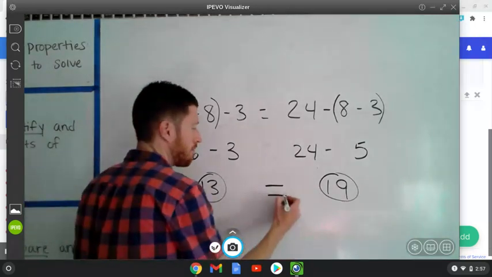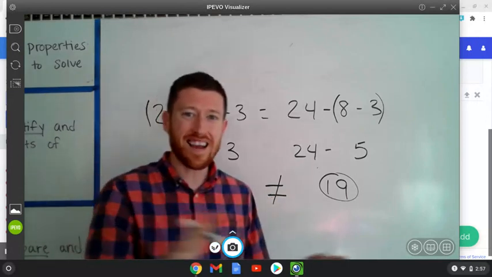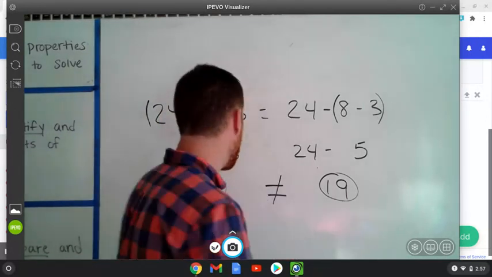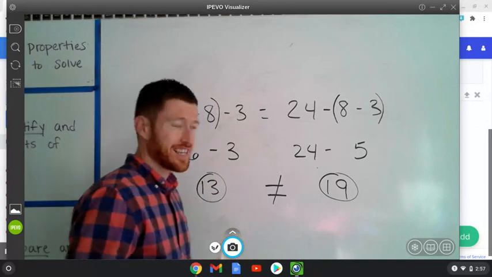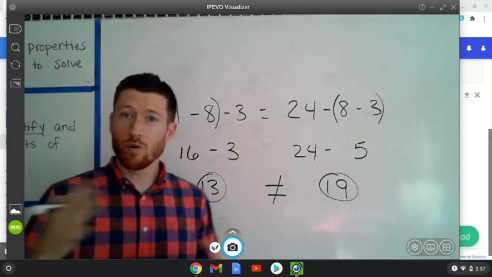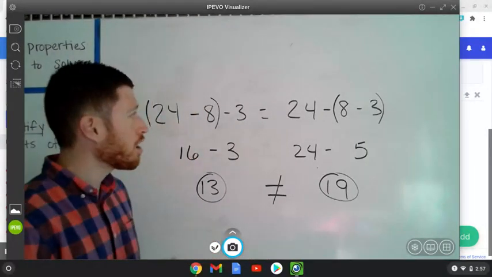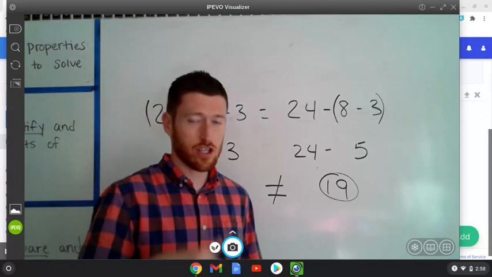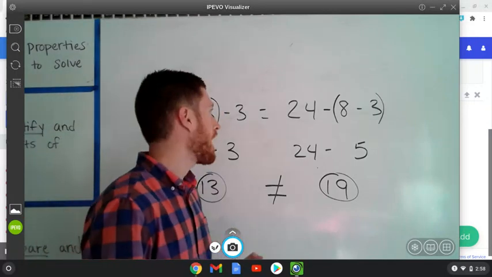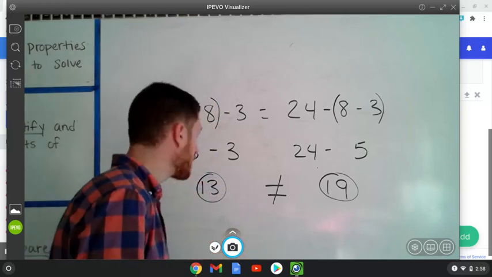You might have seen a symbol looking like that. Yes, on yesterday's assignment, that means does not equal or not equivalent to. So 13 is not equivalent to 19. Okay, it does not equal the same thing. So no, Julie was wrong. The associative property does not work for subtraction like it does for addition and like it does for multiplication. It does not work for subtraction.